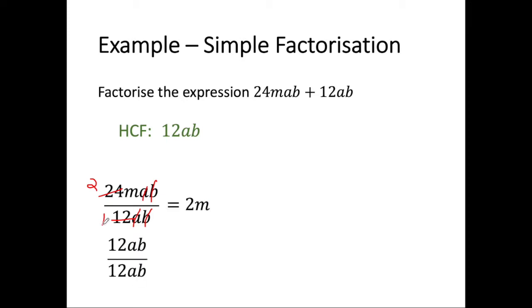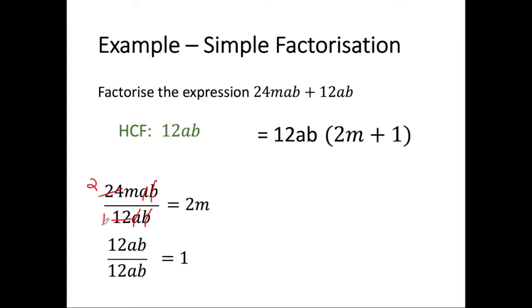And then 12ab divided by 12ab is equal to 1. So going ahead and writing my factorized answer, my highest common factor is going to be on the outside. So 12ab is on the outside, and inside the bracket is 2m plus 1. So even though it is a 1, it still needs to be written. The factorized answer won't make sense unless you include the 1.